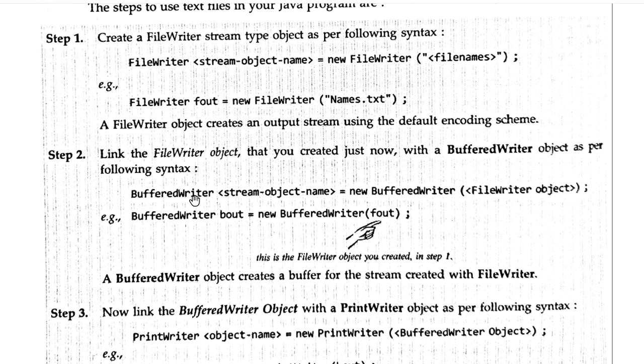So the BufferedWriter object will actually create the output buffer. The syntax is: BufferedWriter object name bout equal to new BufferedWriter. Here we have to pass the FileWriter object so that the file will be linked with this buffer. A BufferedWriter object creates a buffer for the stream created with FileWriter.